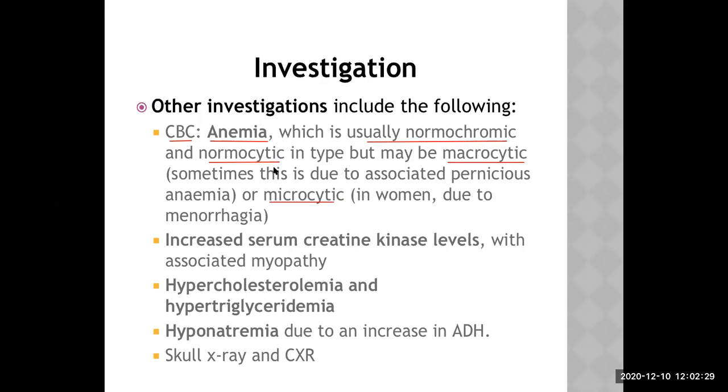Normochromic, normocytic anemia is quite common. This is a chronic type of disorder. Okay, so anemia is quite common. But if macrocytic anemia is seen, then probably it is caused by pernicious anemia. What is the connection between pernicious anemia and hypothyroidism? Yes? Autoimmune. Autoimmune connection. Antibodies. Excellent, very good. There is no clear-cut connection there actually.